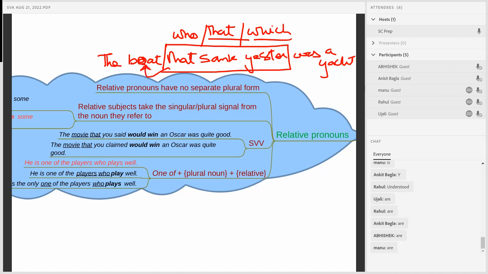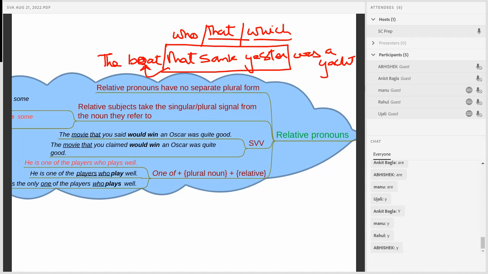I probably don't need to say this again because most of you probably recognize this: that sank yesterday is describing the boat. But before we proceed, I want to be absolutely sure of that. So just a quick yes or a no. Are we comfortable saying that sank yesterday is basically describing the noun boat? It's a dependent clause that's describing the noun boat. Okay, I received 5 yeses. Perfect, excellent. Now we can carry on.